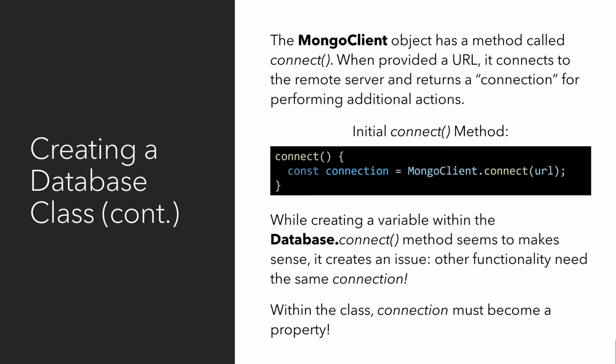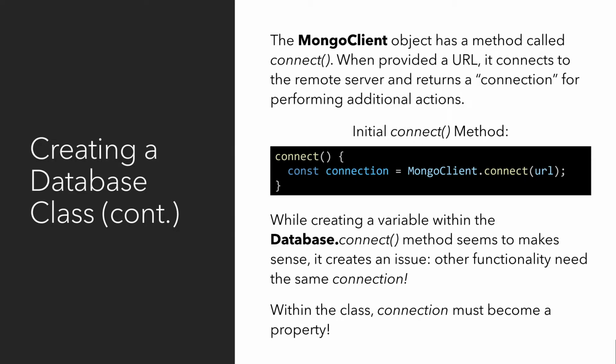The Mongo client object has a method called connect, which is used to connect to the remote MongoDB server. When provided a URL, it connects to the remote server and returns a connection for performing additional actions. Notice this initial connect method. There is the connect method, and then inside, const connection is equal to the object MongoClient and its method connect with a URL. The connect method would connect to that URL and then return some type of connection object, which then could be used for additional actions.